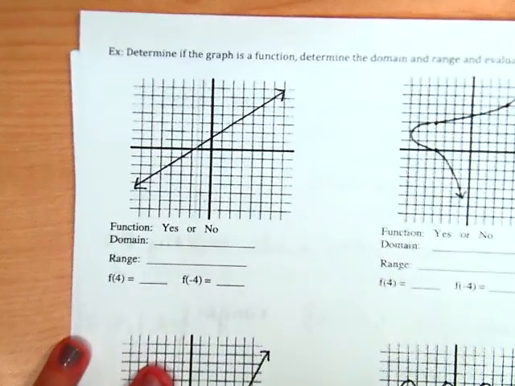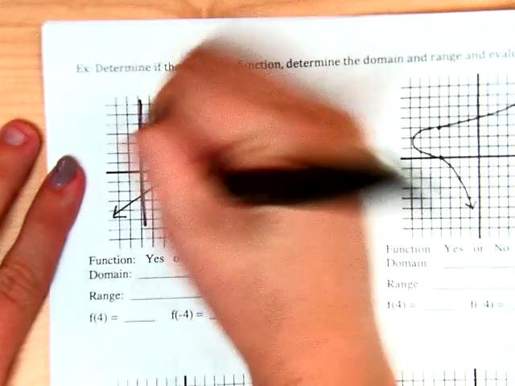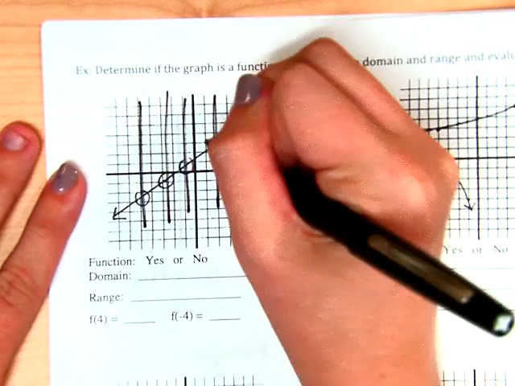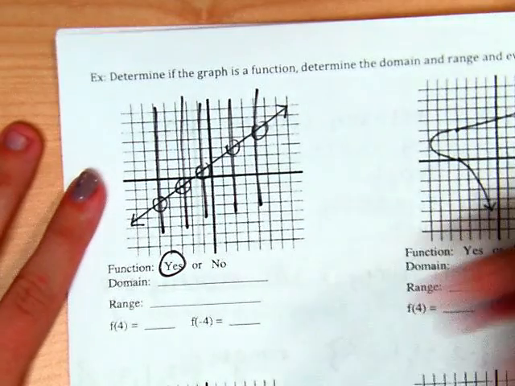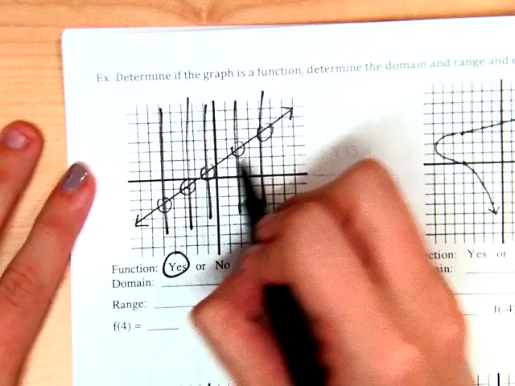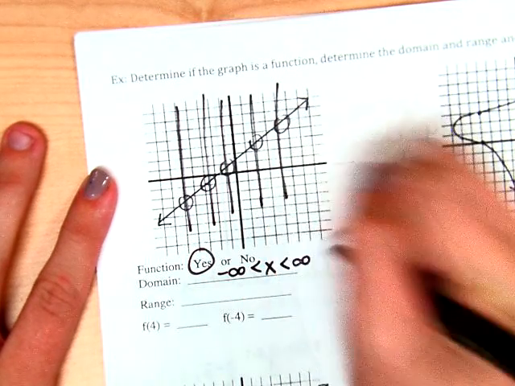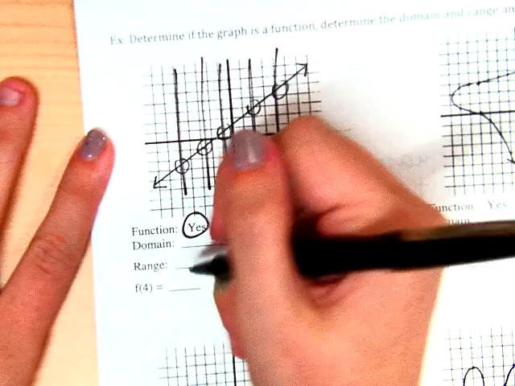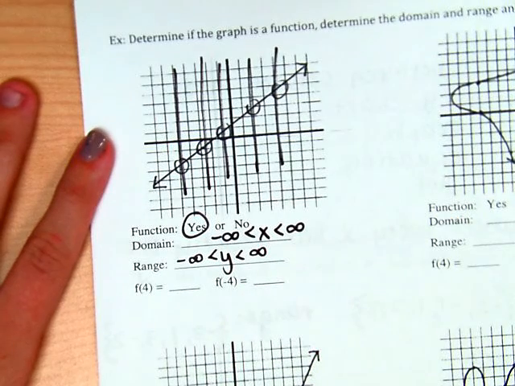Let's look at the first one. Is it a function? Okay, if I draw my vertical line going down through all of these, it only hits it once each time. If it hits more than once, then it's not a function. So yes, it is a function. Domain, x values. I can plug in any x value here. These arrows mean they're going on forever. So I got -infinity to infinity. Range is my y values. Again, these arrows mean they're going on forever. So I got -infinity to infinity again.